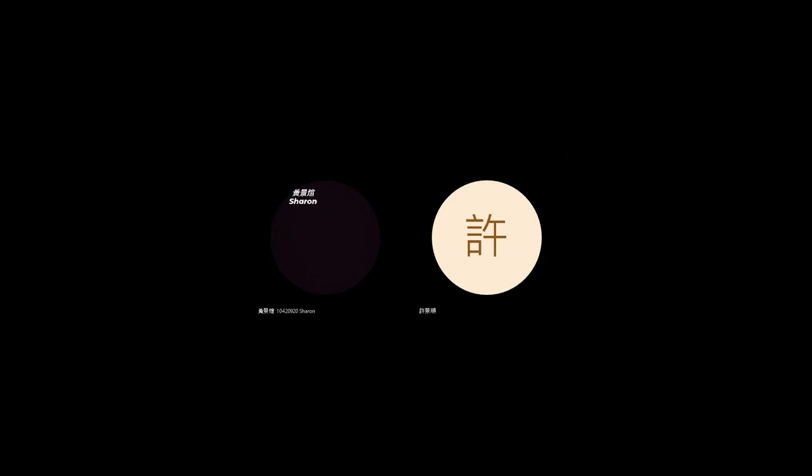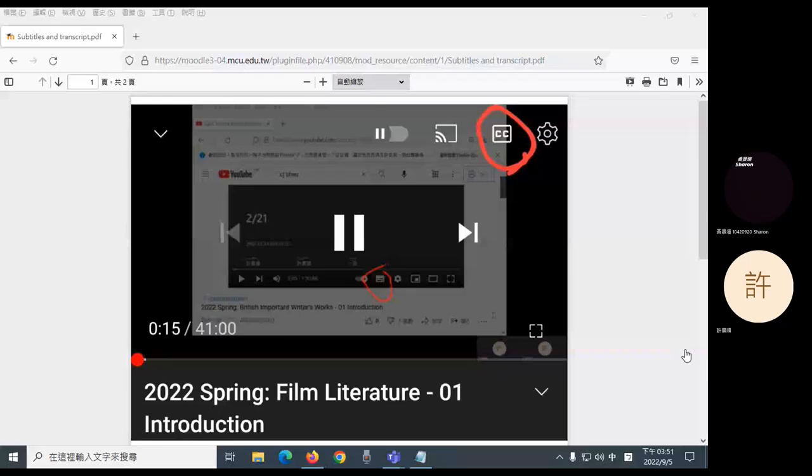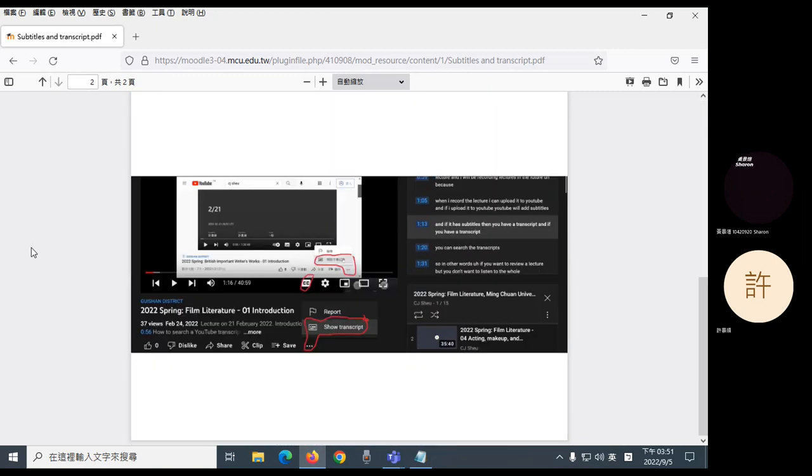Here, depending on whether you're on your computer or on your phone, these are some ways to turn on the subtitles. And if you're on a computer, you can also turn on the transcript like this, and it will show up on the right hand side. So you can search for keywords and it will bring you to that part of the video, and you can click on it and the video will jump over. So this is on Moodle for your reference if you ever need to do this.